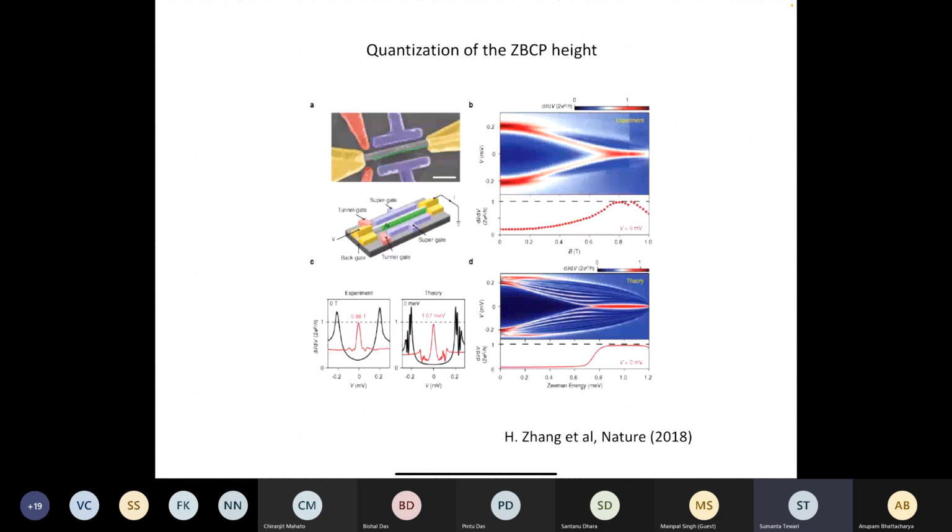So this is the schematic of the experiment. This gray region here is the semiconductor. The green is the superconductor. This is the metallic lead.